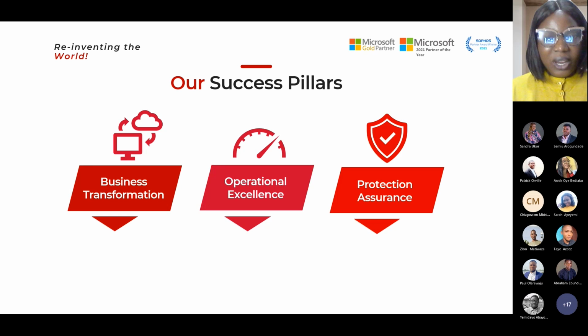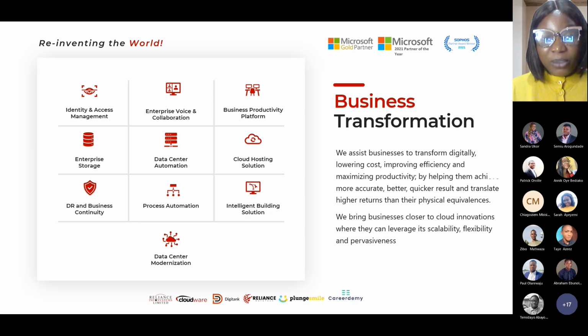Speaking about our solutions and services, we build all the solutions and services we provide around our 3 success pillars, which I'll speak on briefly. The business transformation pillar is the first. Here, we help businesses transform digitally in order to reduce the cost of operation and improve efficiency and productivity. One solution we provide here is the identity and access management solution.